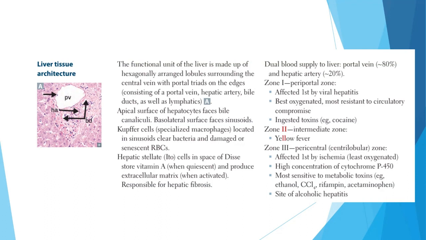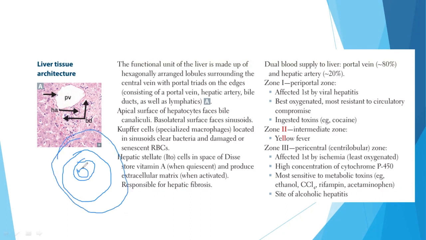Zone 2, remember easily, is for yellow fever. So yellow fever affects zone 2, or the intermediate zone. Zone 3 is called the centrilobular zone, which is affected first by ischemia. Now, this zone is the farthest from the... let me draw it for you. So, this is zone 1, this is zone 2, and this is zone 3.